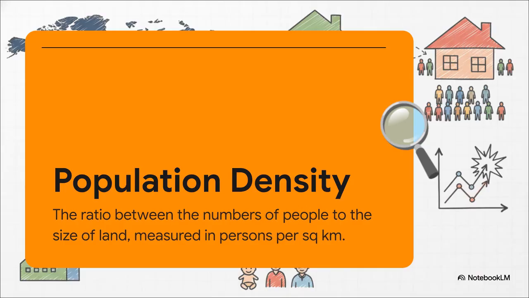So you might be asking, how do we even measure how crowded a place is? Well, we've got a simple term for that, population density. It's super easy to understand. Think about your classroom. If there are 50 students, it feels pretty full, right? Now take those same 50 students and put them in a massive playground. Suddenly, it feels empty. That's density. It's just the number of people living in a 1 square kilometer area.